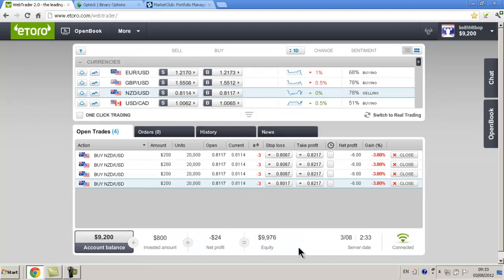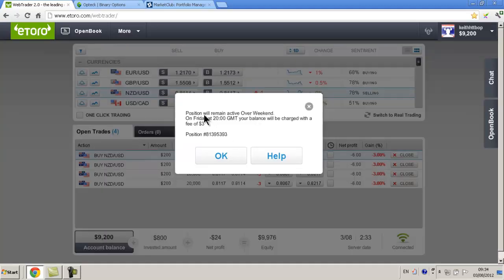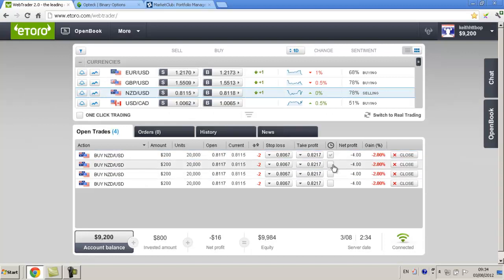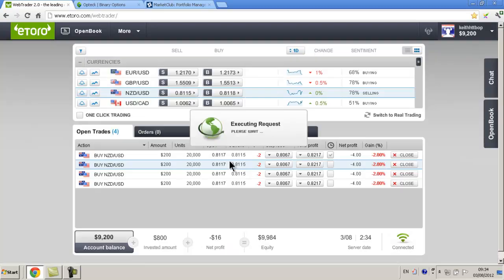Okay. Right, the next thing we're going to do is set it up to trade over the weekend. So just underneath that little clock there, you can tick this. And here it says, position will remain active over weekend. On Friday at 8 p.m. GMT, your balance will be charged with a fee of $3. So bear that in mind. There's another $3 we're going to be looking at. Okay. See a tick comes in there once it's been approved. And okay.